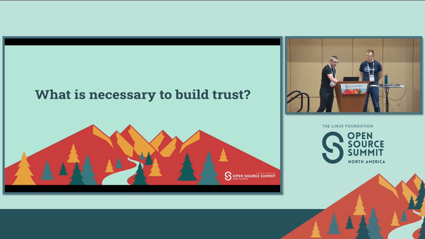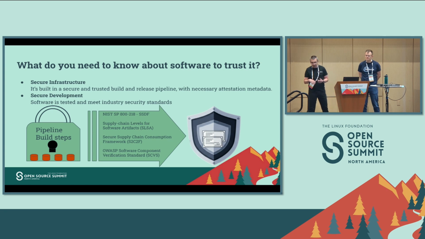So if we talk about building trust in software development, we need to identify two key areas, secure infrastructure and secure development. Infrastructure is the environment where you build your software. So you have to trust that environment. You have to make sure that it's designed based on POLP, principle of least privilege methodology, that you can trust this environment, make sure that the build process is not tampered with and the outcome is exactly what you wanted.